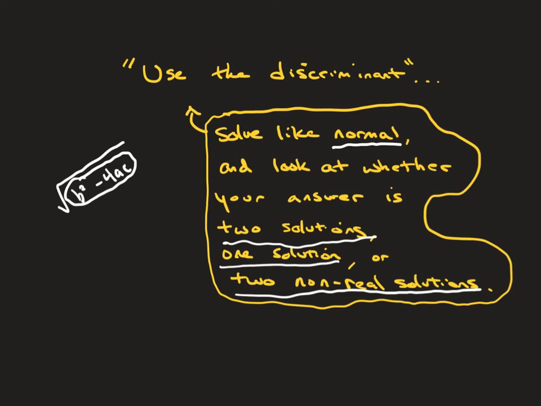They'll have a part 1 where you're technically meant to use the discriminant, but if you've solved the problem all the way out, you should be able to see how many answers you've got. And then on step 2, they're going to want you to put in those answers anyway. So you might as well just solve it like normal and determine whether it's 1, 2, or 2 non-real.